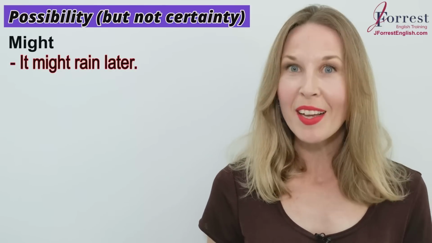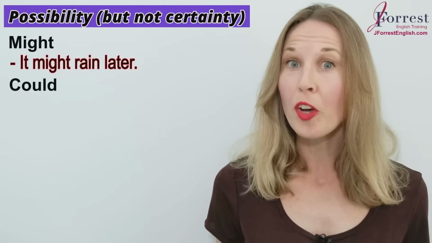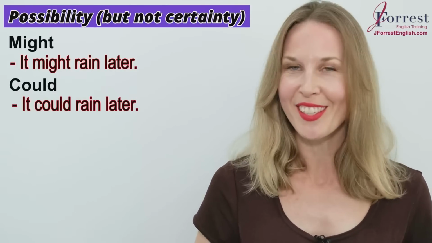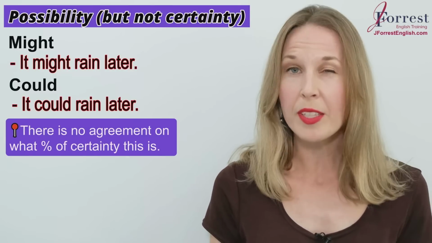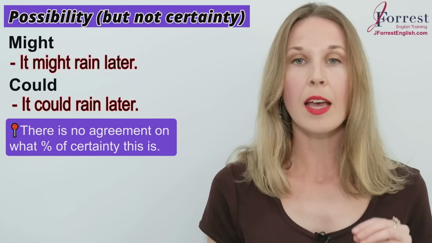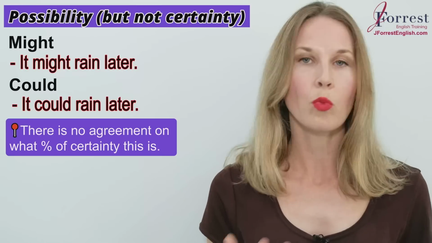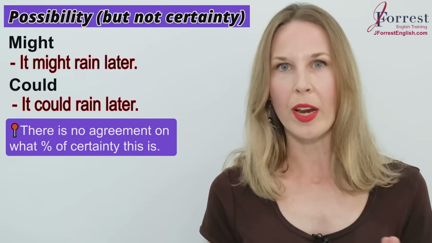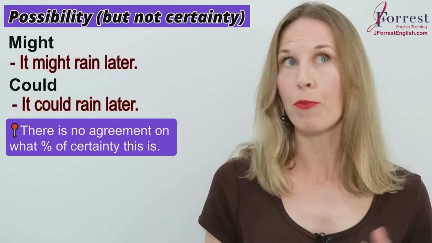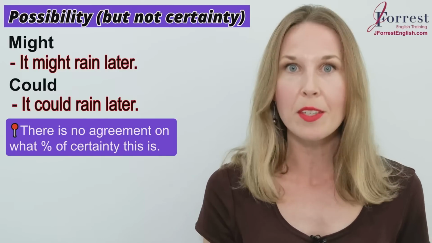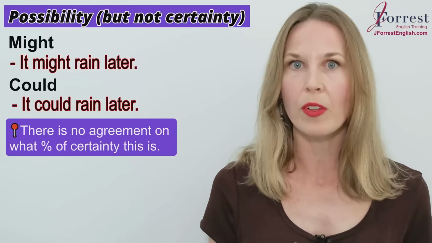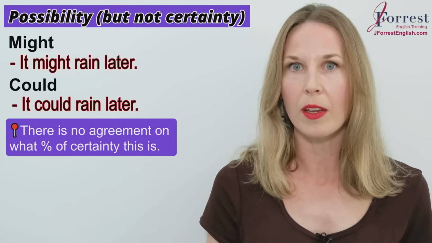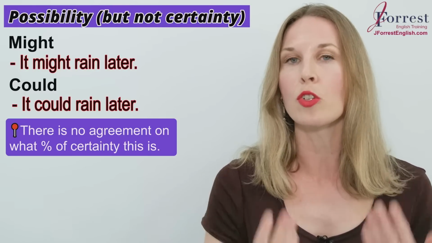Let's talk about possibility, but not certainty. Might, it might rain today. Could, it could rain today. Keep in mind, there is no agreement to what percentage of certainty that might and could represent. So it might rain. What is that? Is that 40% chance of rain, 60%, 80%? There is no general agreement. It depends on how the speaker interprets it.